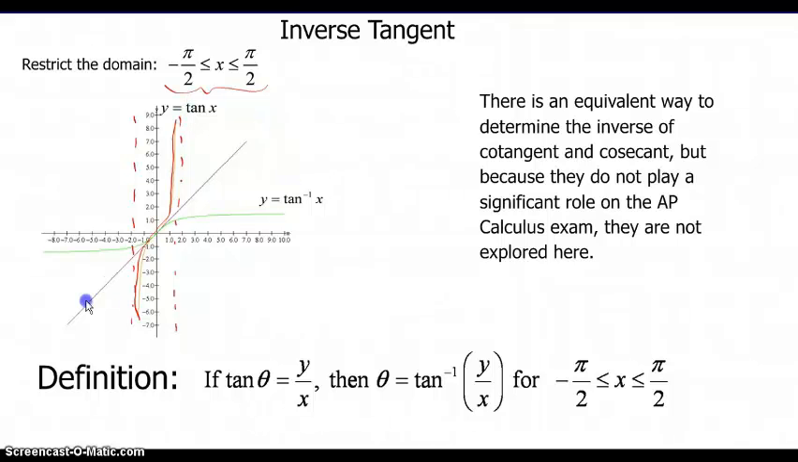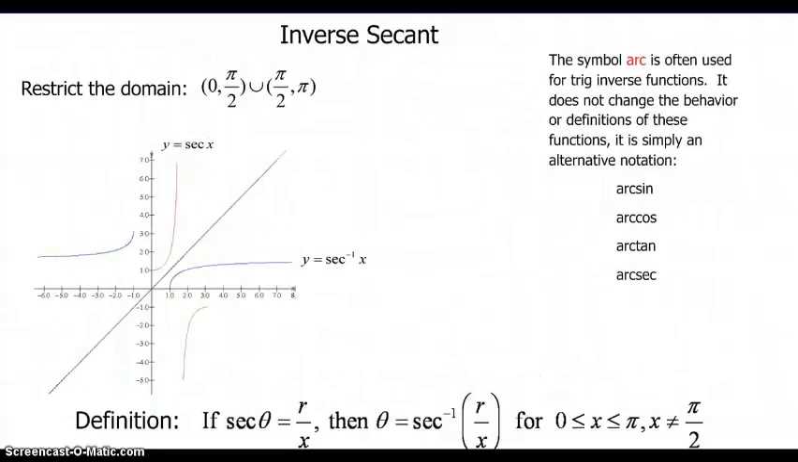When we reflect it over the line y equals x in the plane, we can see that tangent inverse is a smooth continuous function. Its domain is all real numbers, but its range is negative pi over 2 to positive pi over 2. So all of the relationships that we know between a function and its inverse are still true in the trig setting. There's an equivalent way to determine the inverse of cotangent and cosecant, but because they don't play a significant role in the AP Calc exam, we don't explore them here.